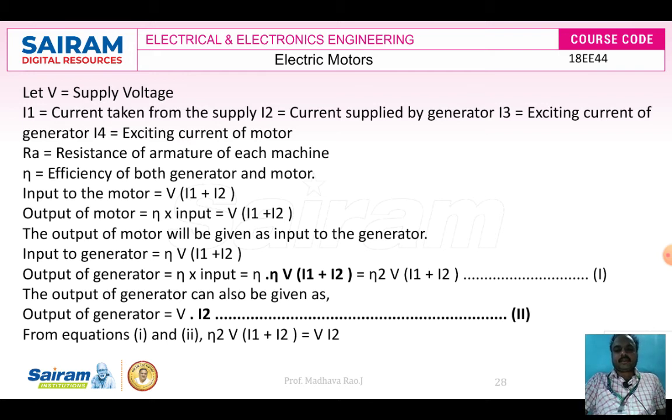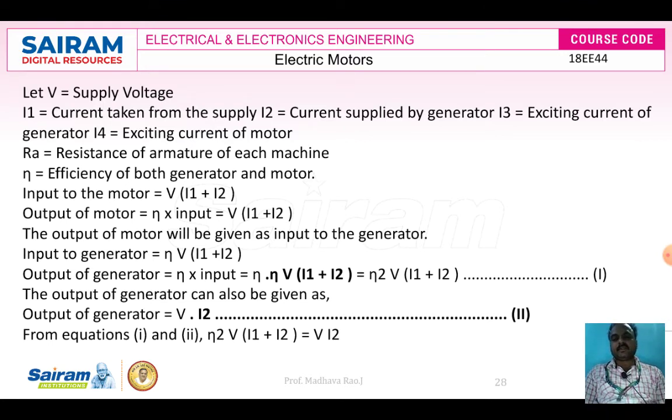So input to the motor, output of the motor, we will see. Input to the motor is V into (I1 plus I2). Output is equal to efficiency into input. If you multiply, you will get output of the motor. So output of motor will be given as input to the generator. That's why output of the motor becomes input to the generator. Output of generator is equal to efficiency into input. So efficiency into efficiency, V into (I1 plus I2), that is equal to efficiency square into V into (I1 plus I2). So that one you can consider equation 1.